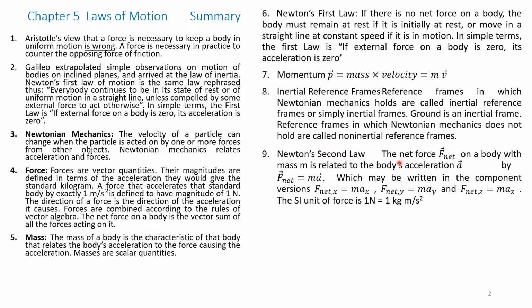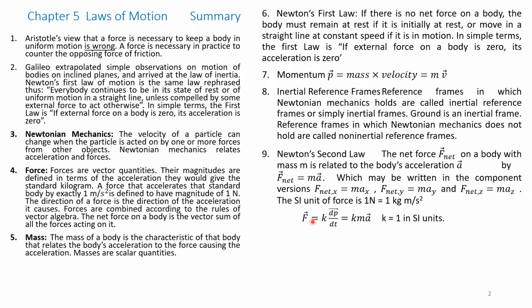Newton's second law. The net force F net on a body with mass m is related to the body's acceleration a by the relationship F is equal to ma, where F is a vector and a is an acceleration, which is also a vector, which may be written as components: Fx is equal to max, Fy is equal to may, and Fz is equal to maz. The SI unit of force is 1 Newton, that is 1 kg meter per second square.